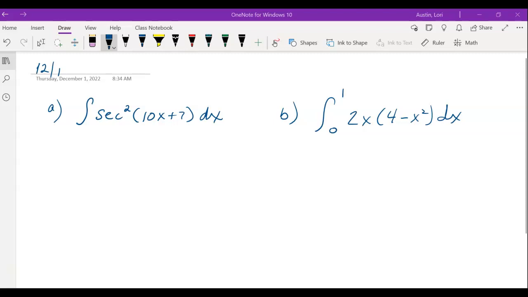So when you look at a problem like these up there, what sticks out to you that makes you think, I'm going to have to use U substitution on this one? Kevin. Yeah, you've got these composite functions. So you've got this outer function, secant squared, but then you've got this inner function. And what's the inner function here? 10x plus 7. So it's about identifying that.